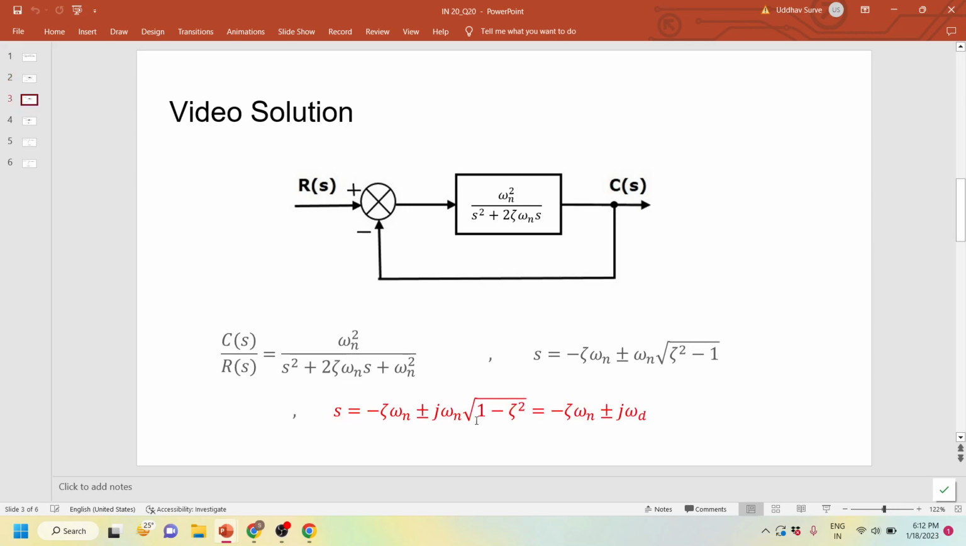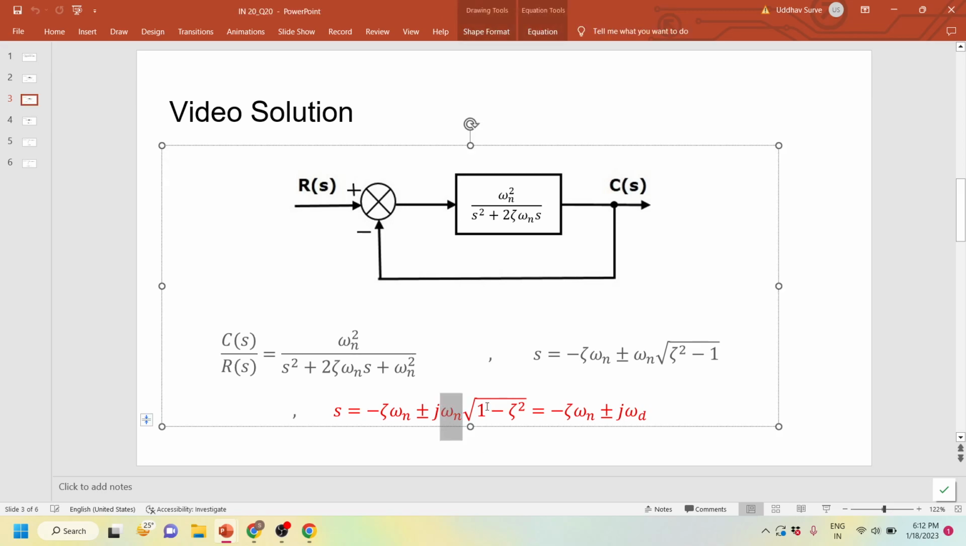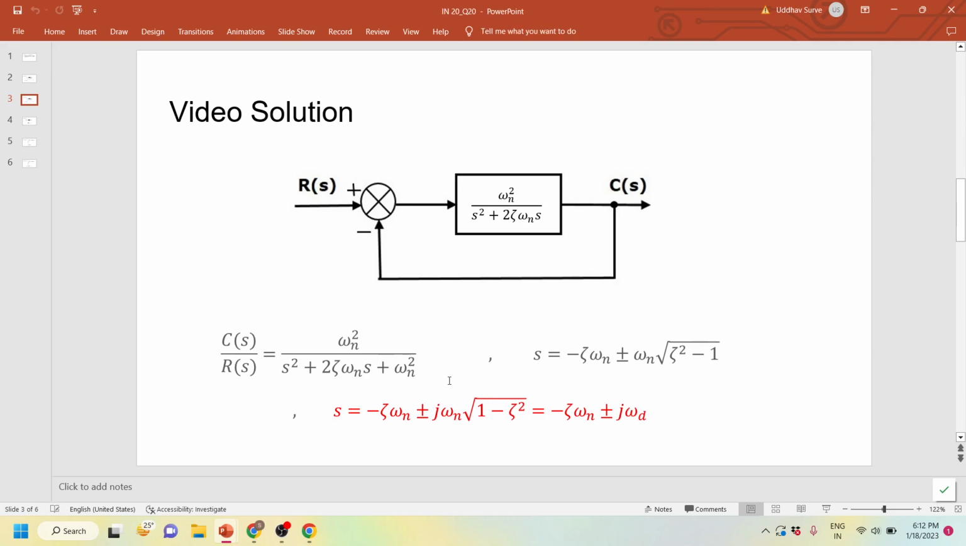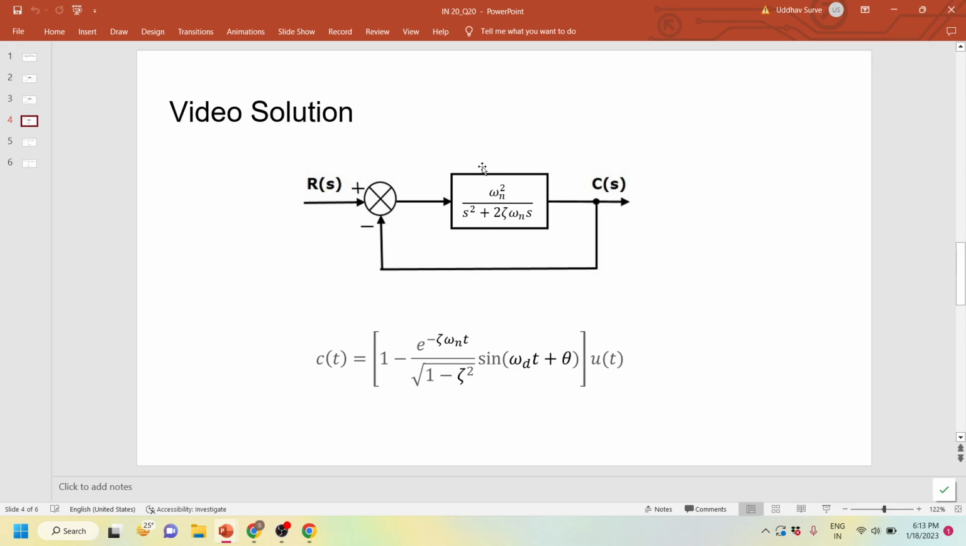So if zeta is between 0 to 1, for this red colored figure, we reshuffle this and take the j sign outside, because we know the answer is going to be complex. So we write this as minus zeta omega n plus minus j omega d, where omega d is omega n into under root 1 minus zeta square, the damped frequency. Omega n is the kind of resonant frequency. So the time response of this second order system comes out to be like this.